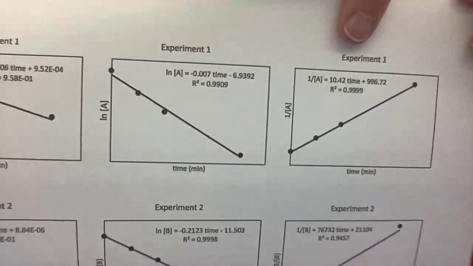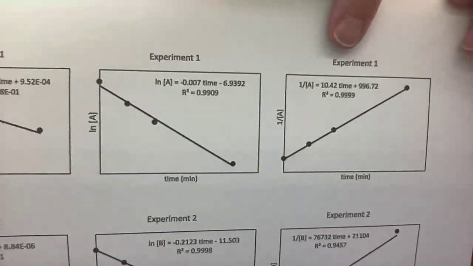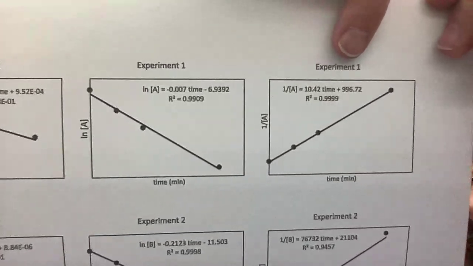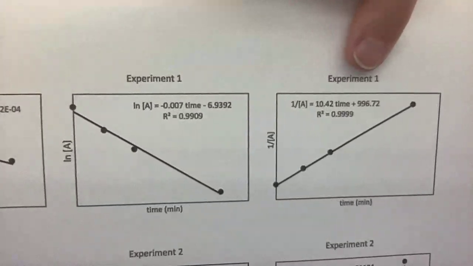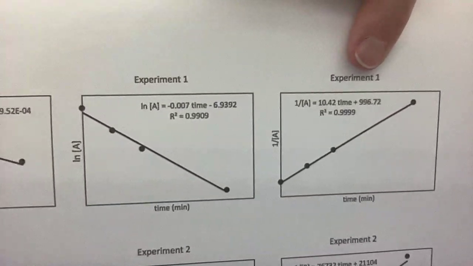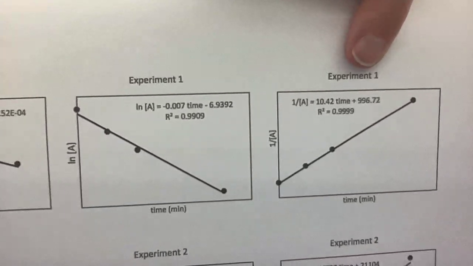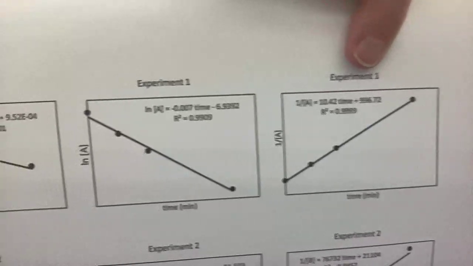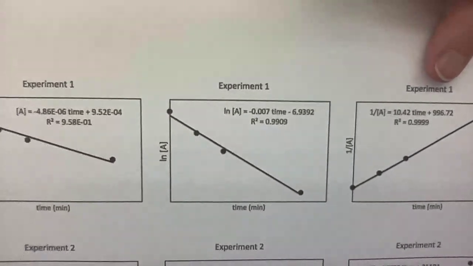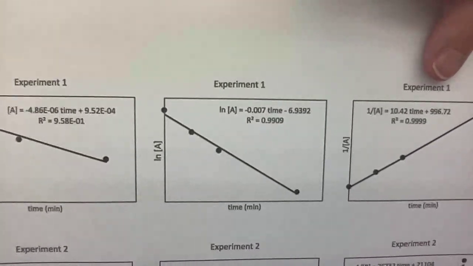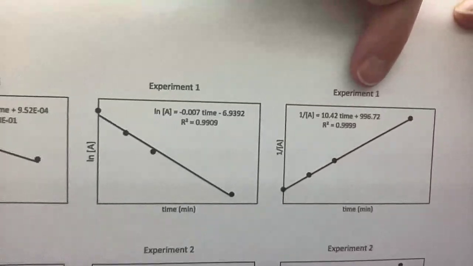You can see the points are on the line, and the R squared value is very, very close to 1. The closer the R squared value is to 1, the more the points fit the trend line. And so that's a good indicator as well. So if you're ever not sure, look at the R squared values and see which one gives you an R squared value closest to 1, that would be the one.